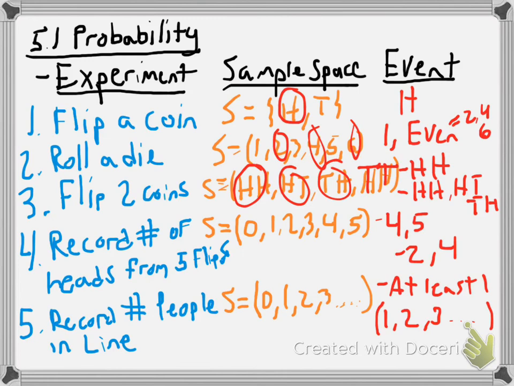Let's go back. The experiment of recording a number of heads from 5 flips or recording the number of people in line. There's not a classical way to do that because we don't necessarily have a fixed number of outcomes in the sample space for 5, so we don't have a number n necessarily. Or with 4, the outcomes aren't equally likely, so the chance of getting 0 heads is much less likely than getting 2 or 3 heads, and I hope that makes sense.